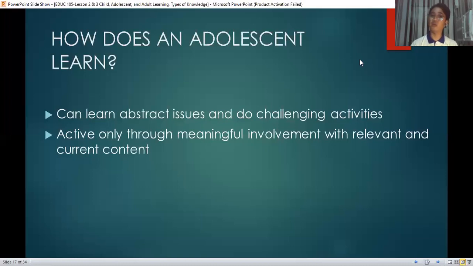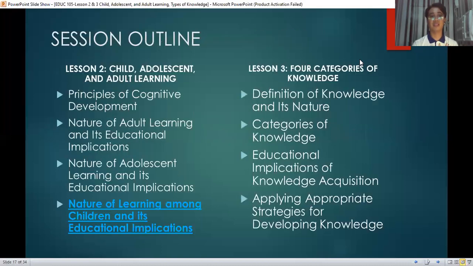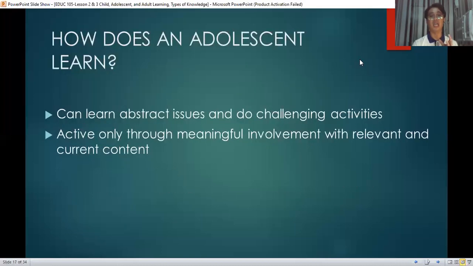So when does this involvement become meaningful? If it's relevant to them, if it's related to them, if it's something they could apply in their own lives. So that's how an adolescent learners learn. And those are the traits, those are their nature that we need to consider when teaching them. So anong difference niya ng adolescent to adult? In terms of interest, ayan.